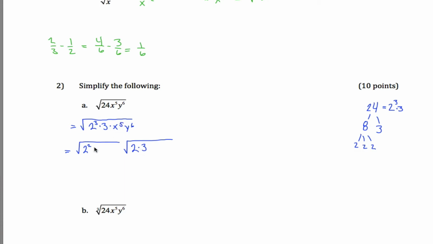X's, I have 5 of them, so I could make 2 pairs. In other words, I could put 4 of them over here, and there's 1 left over here. Y's, I have 6 of them, so I could make 3 pairs. In other words, I could put all 6 over here. I don't have any left over here.